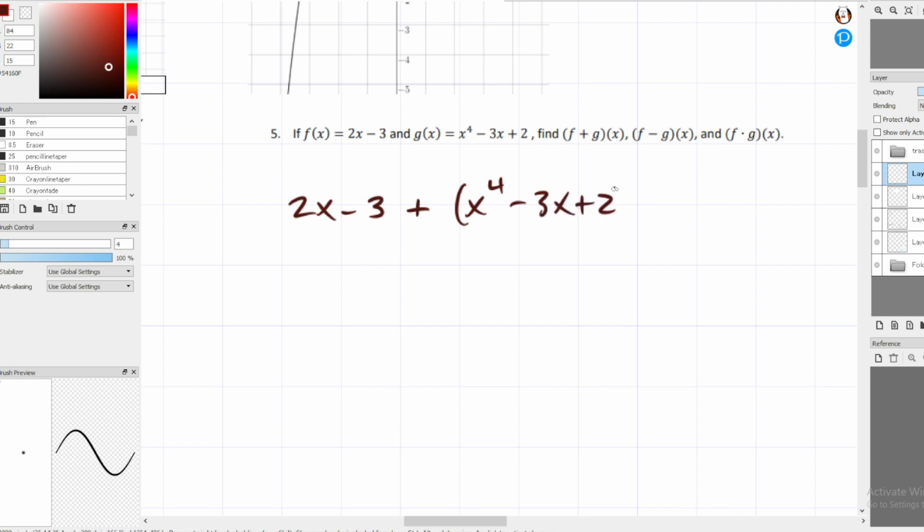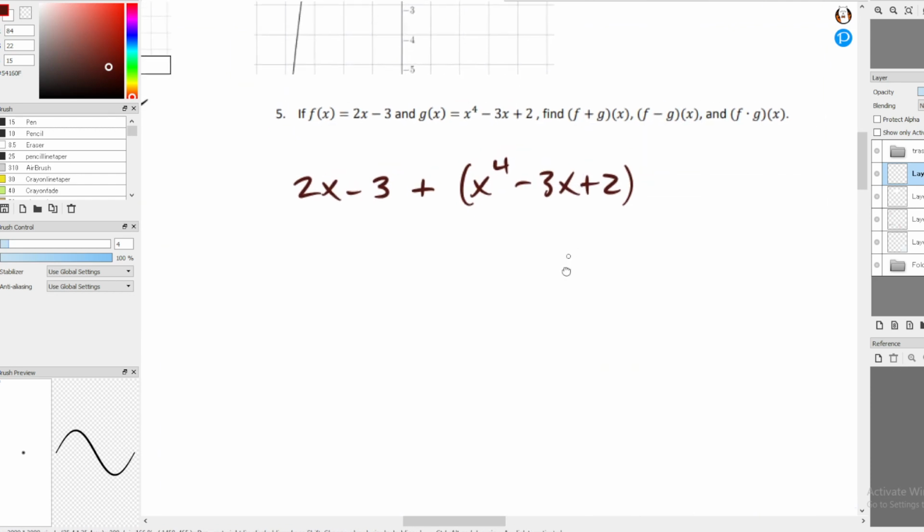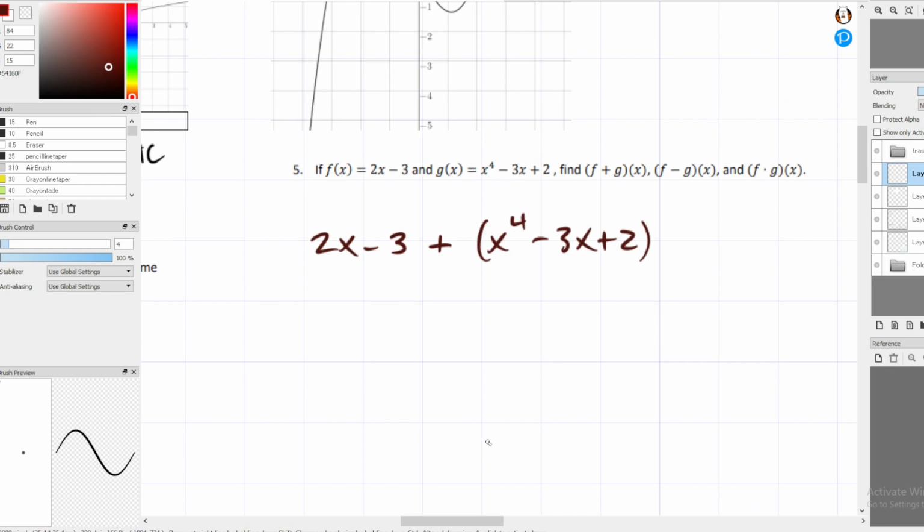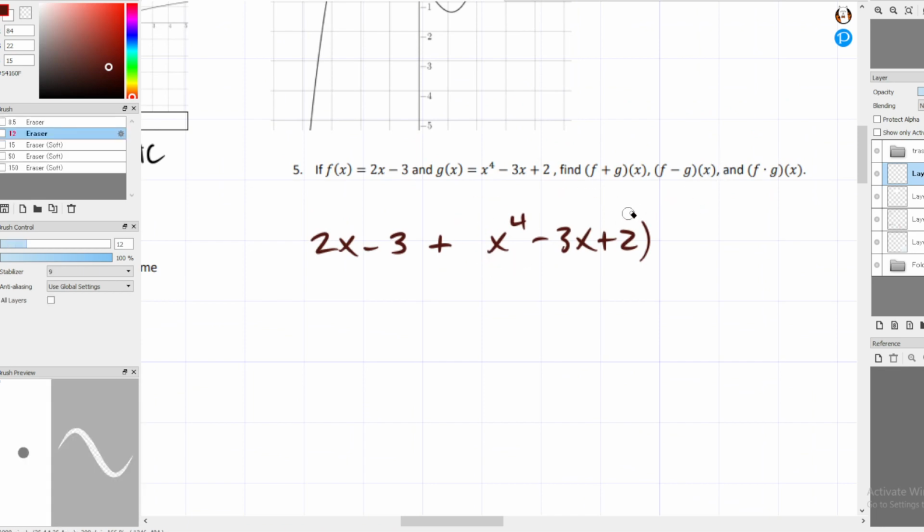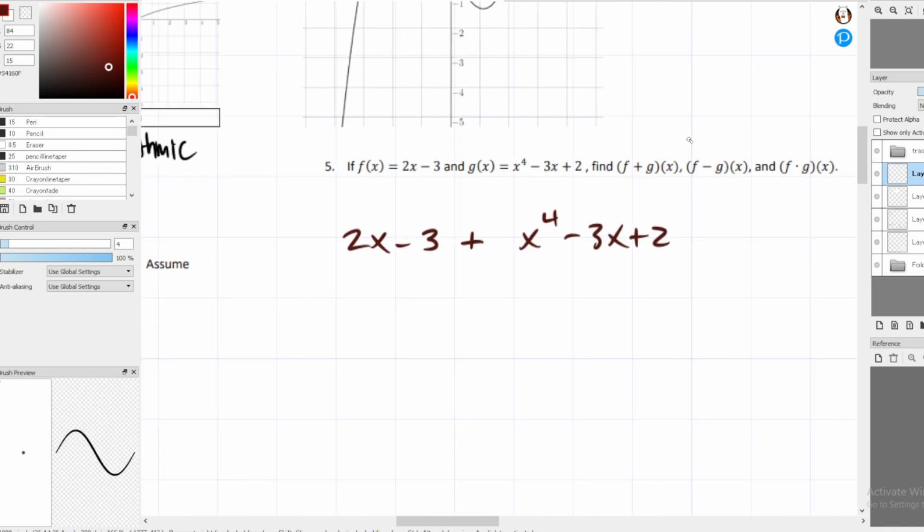Now, you don't necessarily need parentheses in this place, but I think it is useful when it comes to negative, when we're minusing functions. It just helps me keep the negative straight and know that it has to distribute. In this case, because we're adding, we actually don't need them, but it's a good habit to put them there. So now we will just combine like terms. So I see a 2x and a 3x. I also see a x to the 4th, and I see a constant and a constant.